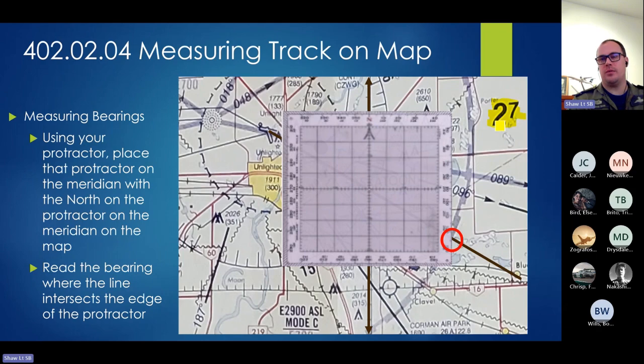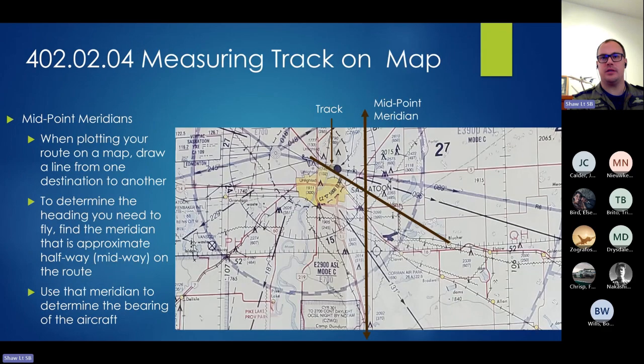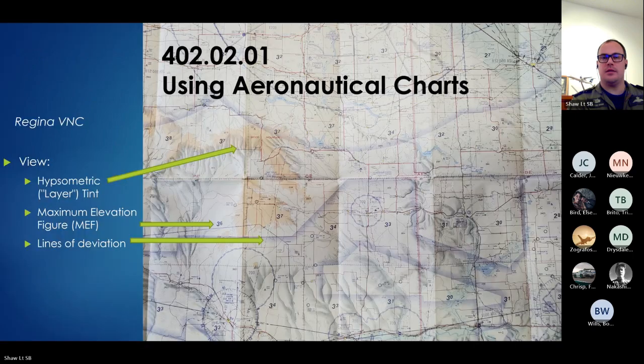So big number is thousands, little number is hundreds. So that maximum elevation figure in that particular quadrant is 2,700. I'll see if I can find a better one. Let's see here. You can see it a little bit better in this particular map. We've got 3,600 in this particular quadrant of latitude and longitude. So in that box, the maximum elevation figure measured is 3,600.